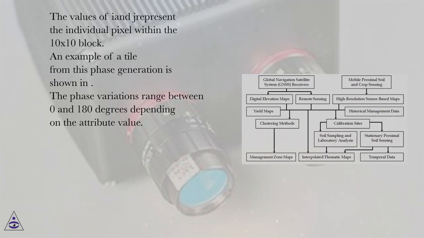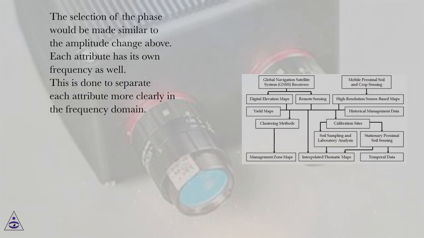The phase variations range between 0 and 180 degrees depending on the attribute value. The selection of the phase would be made similar to the amplitude change above. Each attribute has its own frequency as well. This is done to separate each attribute more clearly in the frequency domain.